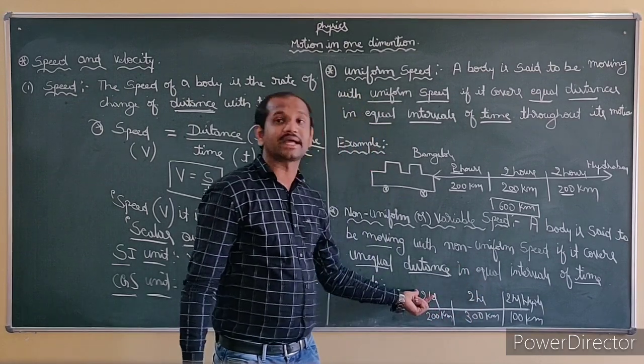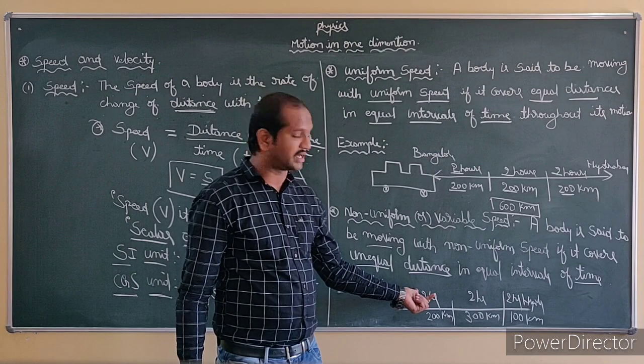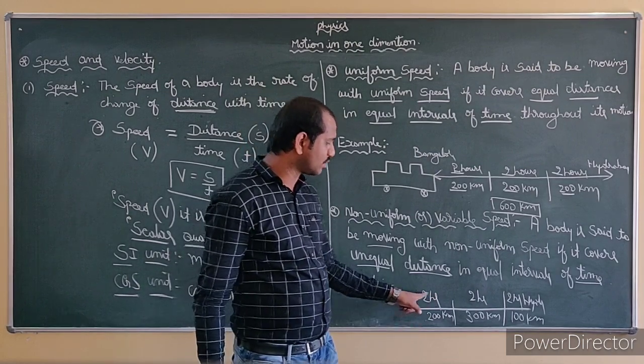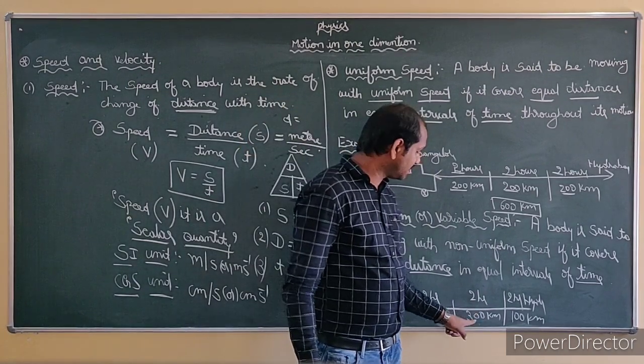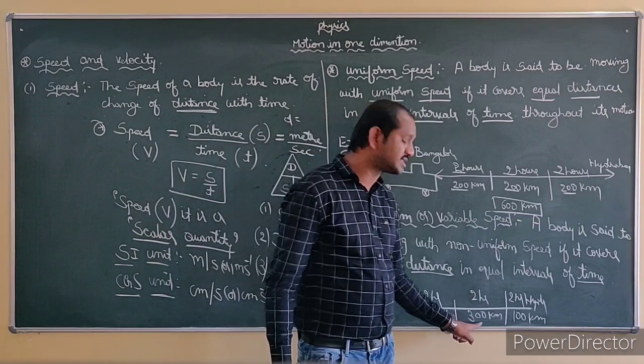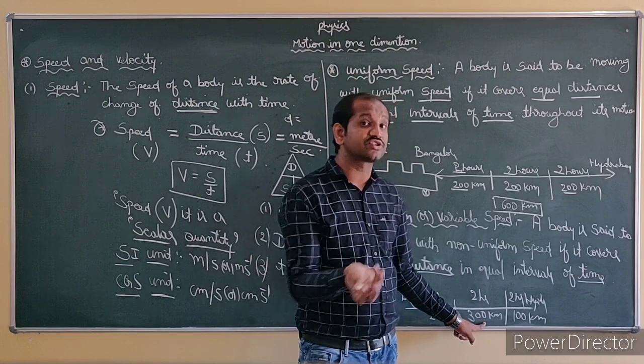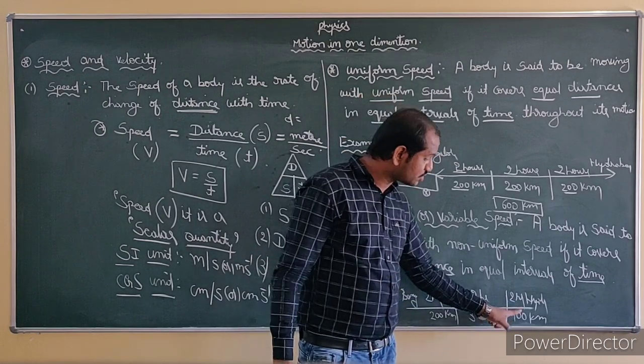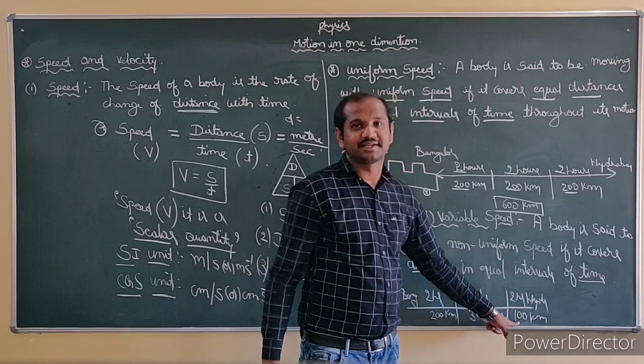Both the distance and time should be the same for each interval it covers. Here the time is 2 hours each, okay. But in the first 2 hours, it covered 200 kilometers. In the next 2 hours, how many kilometers did it cover? 300, which is not the same as before. And for the next 2 hours, it covered 100 kilometers.